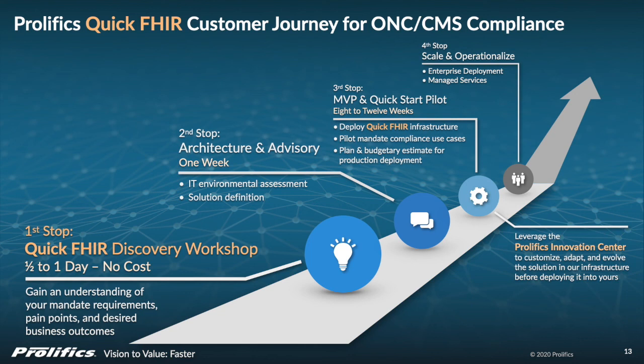The MVP quick start phase concludes with the delivery of a plan and budgetary estimate for moving the MVP or pilot into a production environment, should you choose to do so. If you decide to move forward with moving the MVP or pilot into production, the 4th phase involves the actual work of productizing, of scaling, and of operationalizing the solution before that production solution is turned over to your personnel.